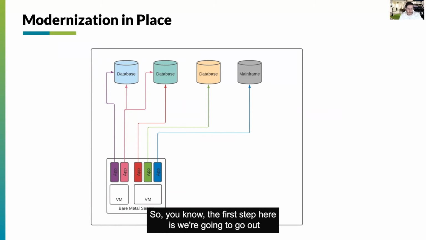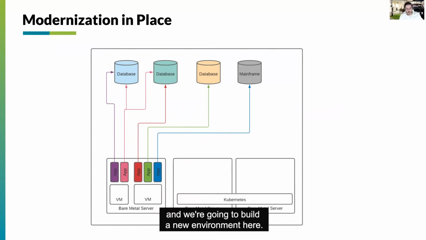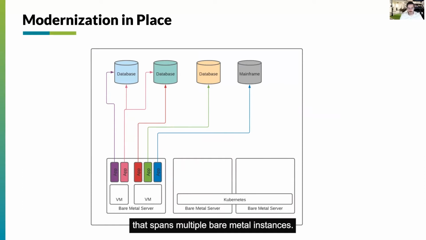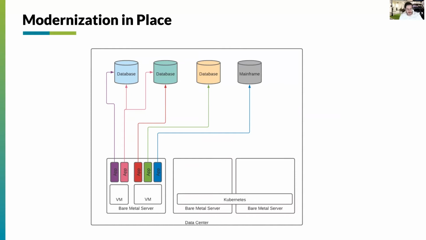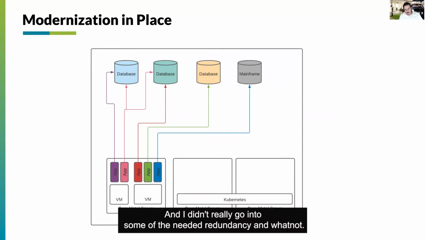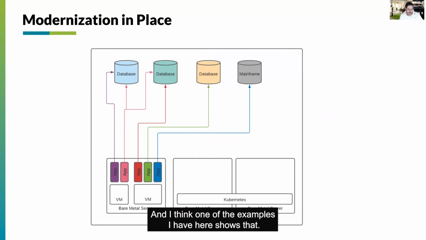So the first step here is we're going to go out and build a new environment. So we now have a Kubernetes environment that spans multiple bare metal instances, and this could be X. I just wanted to fit it here for visual and also try to compare. I didn't really go into some of the redundancy and whatnot, and I think one of the examples I have here shows that.